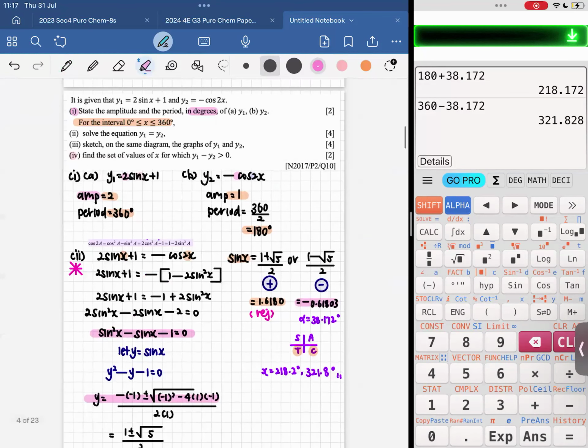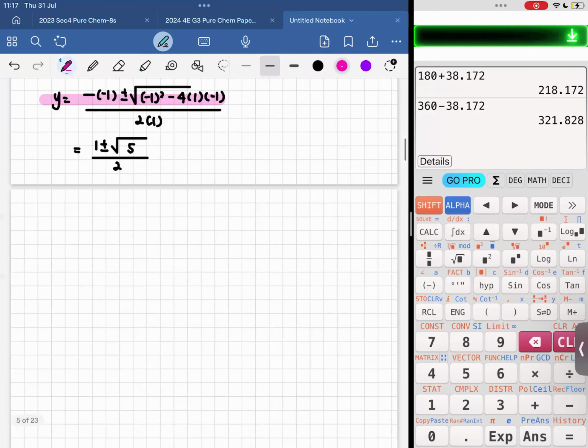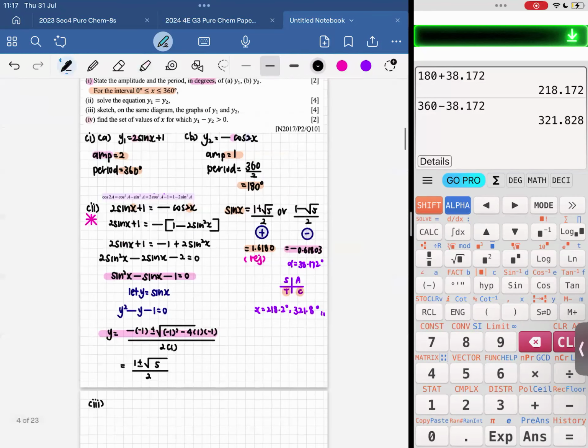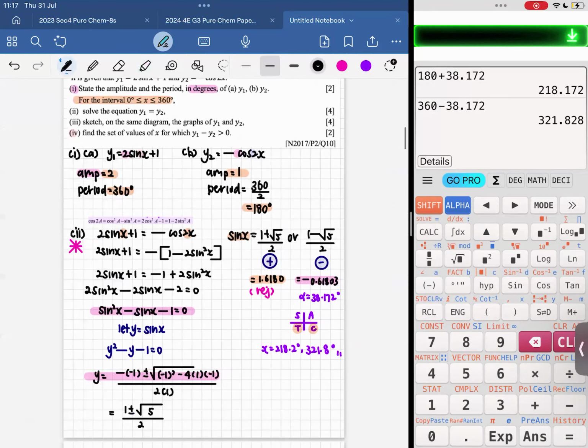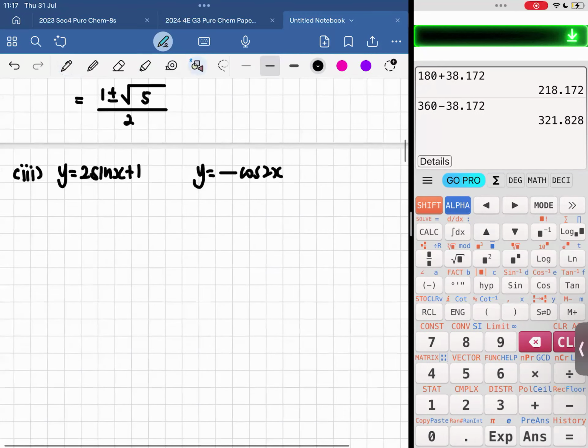Okay, now we're going to part 3. We're supposed to sketch the graphs. Okay, I've forgotten what are the graphs. Part 2 is so long. How many marks is part 2 though? 4 marks? Okay lah. Okay, so the first one is y equals 2 sine x plus 1. The other one is y equals negative cosine 2x. Let me do a quick check, make sure I wrote the correct thing. 2 sine x plus 1, minus cosine 2x. Okay, perfect. Okay, I'm going to draw my axis first.